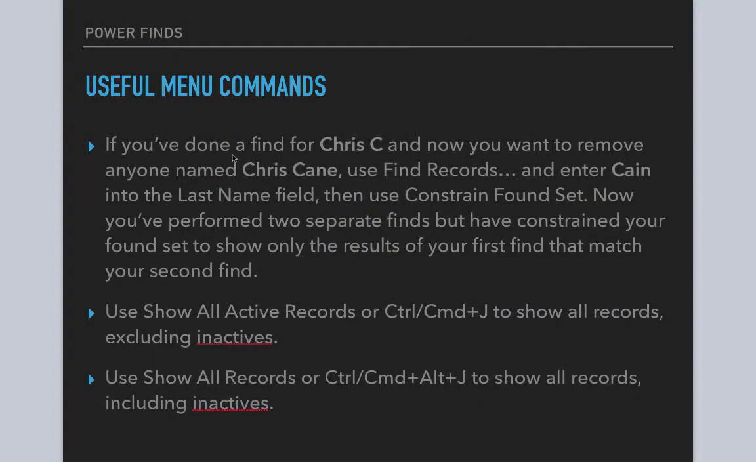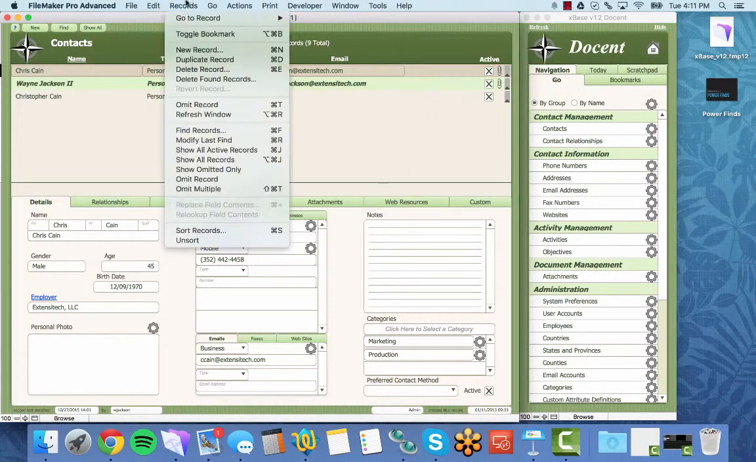So if you've done a find for Chris C and now you want to remove anyone named Chris Kane, C-A-N-E, you're going to use find records and enter Kane into the last name field, then use constrain found set. Now you've performed two separate finds, but you've constrained your found set to show only the results of your first find that match your second find. So that's going to make more sense when I give you an example.